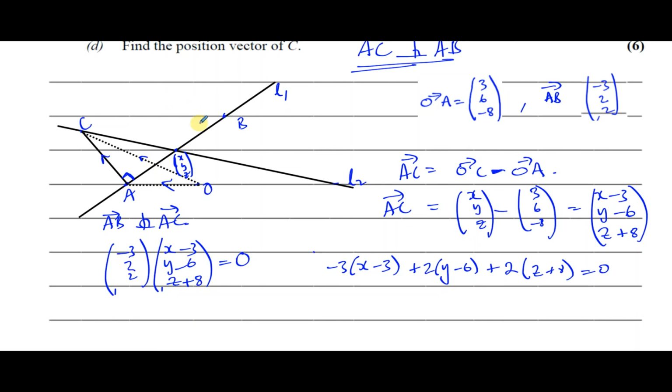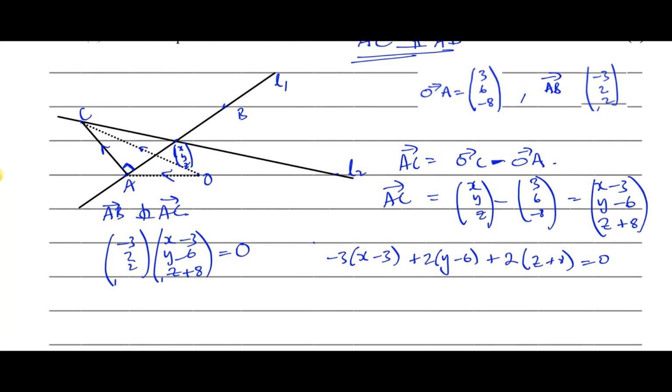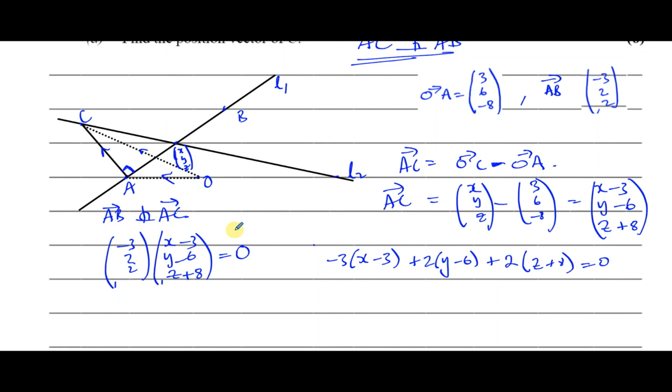Two perpendicular vectors have a dot product of 0, so we get an equation from that. Now, we also know another piece of information: on line 2 lies the point C. So the coordinates of C, which are x, y, z, are going to satisfy the equation of line 2.